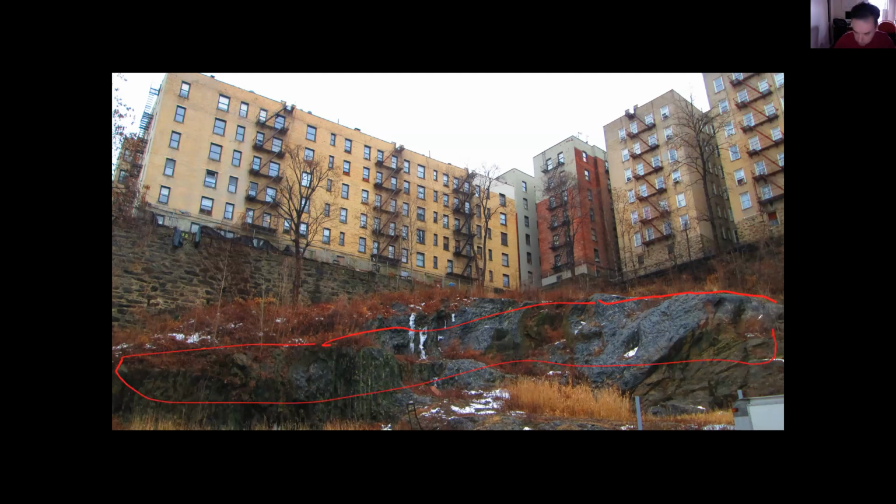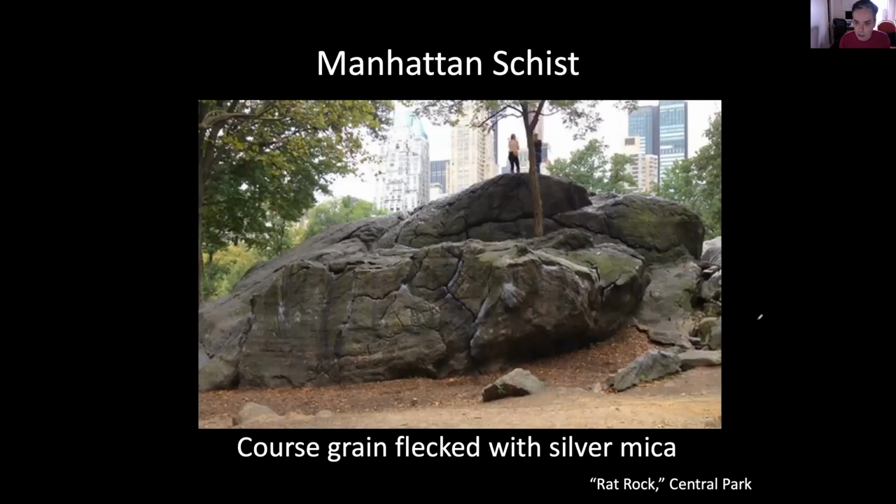These are not just rocks sitting on top of the earth. These go really, really deep. And you can see it comes up out of the earth at places in the city. This is in Central Park. You can see a lot of schist outcroppings in Central Park.